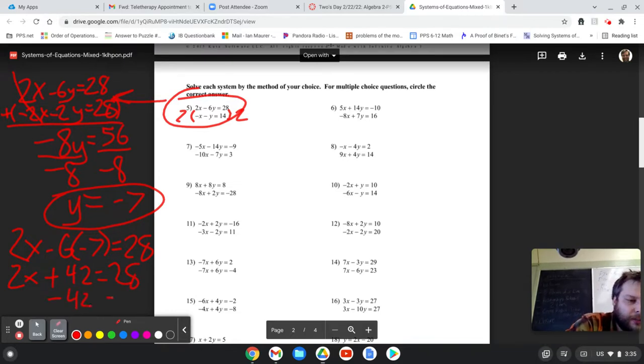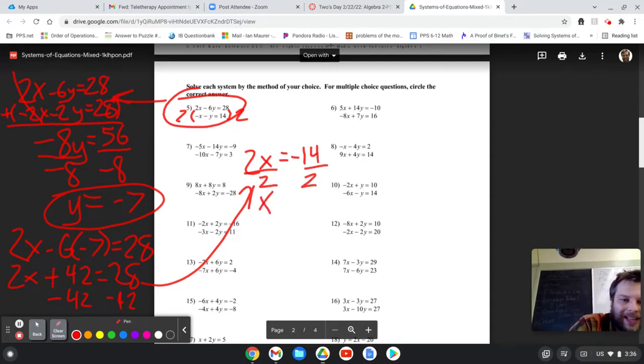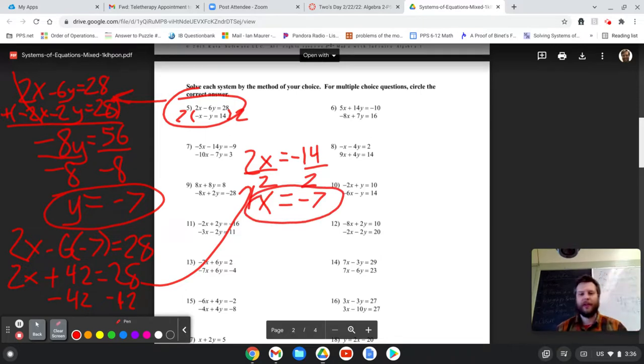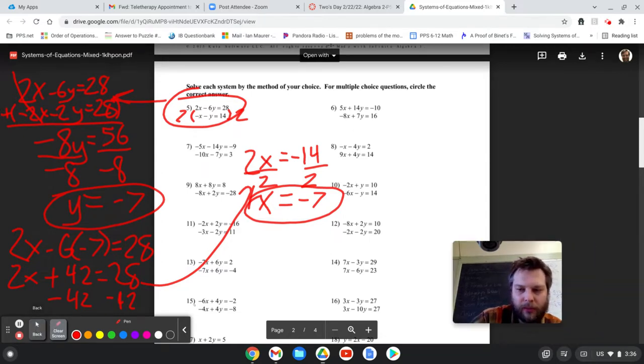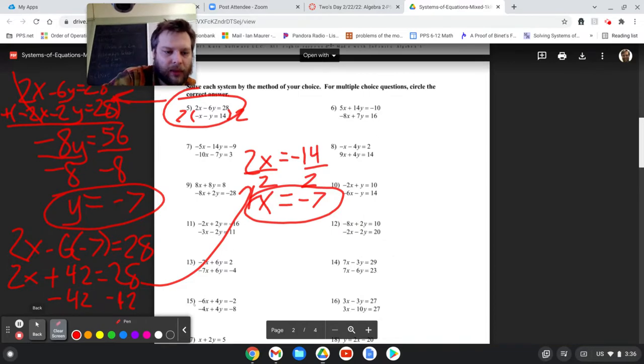Subtract 42 from both sides to solve for x. Slide it over here. So 2x equals negative 14. Divide both sides by 2. And I get x equals negative 7. So that's my solution to number 5. I'll do another problem just to give you another example here. I'm going to move my little face out of the way. And then let's do problem 6.